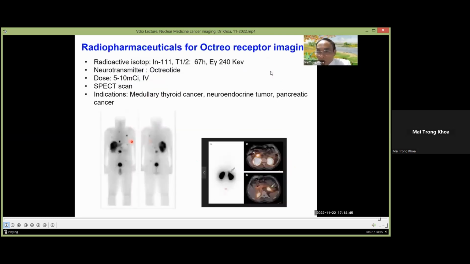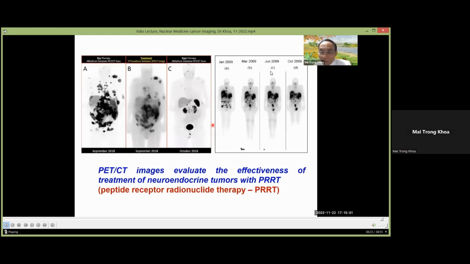This is the PET-CT image of the patient with medullary thyroid cancer with octreotide receptor. You can see here. And this is the PET-CT image to evaluate the effectiveness of the treatment of neuroendocrine tumor with PRRT. You can see here, before and after the treatment. Well, thank you very much for your attention.